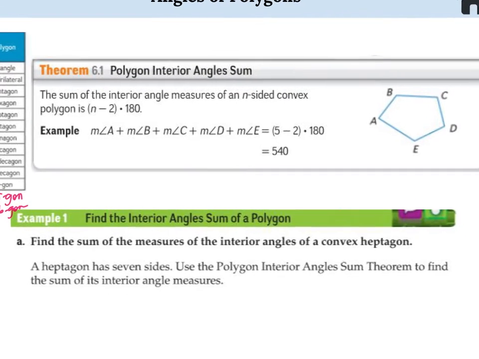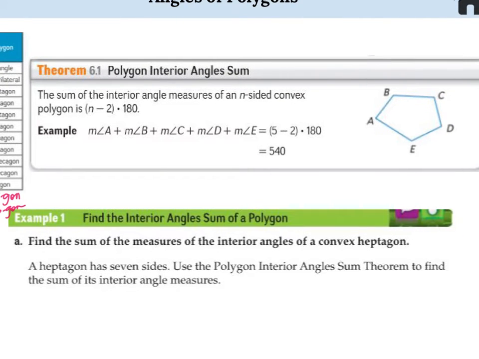First theorem is the polygon interior angle sum. The polygon interior angle sum just states that the sum of the interior angle measures of an n-sided convex polygon is n minus 2 times 180. Okay, n is the number of sides. So what that means, angles A, B, C, D, and E all will add up to be 5 minus 2, we have a 5-sided pentagon, times 180, or 540. So our entire pentagon, any pentagon, will have 540 total degrees interior.